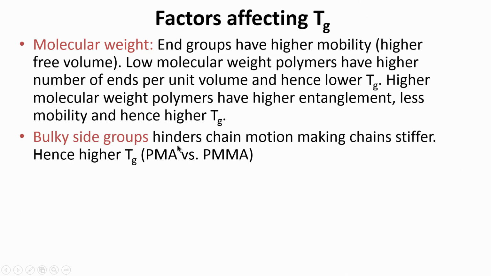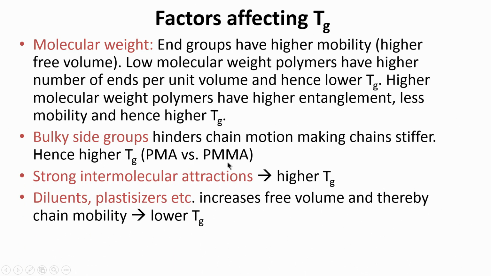If you have bulky side groups that will hinder chain motion, and if it hinders chain motion it will increase the Tg. So, if you have PMA versus PMMA, PMMA is nothing but an extra methyl that is present on the PMA chains. So, which one of these will have the higher Tg? It will be PMMA, because it now has another CH3 that will hinder the motion of this chain. If you have strong molecular attractions between them you will have a higher Tg, because they will tend to interact with each other and will essentially decrease the motion.